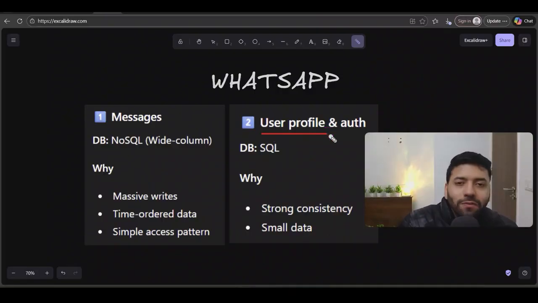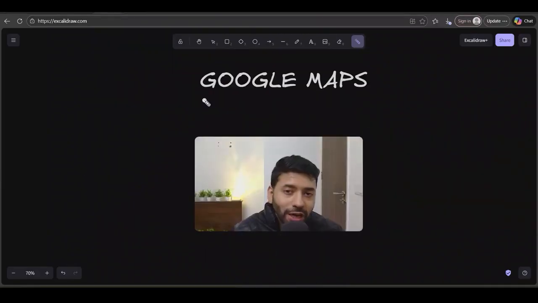And then the schema is fixed, strong consistency, strong ACID support. So SQL is good when we talk about user profiles and all. Now next, let's see which database will be used to design Google Maps.